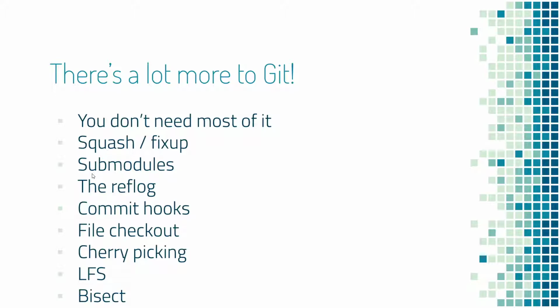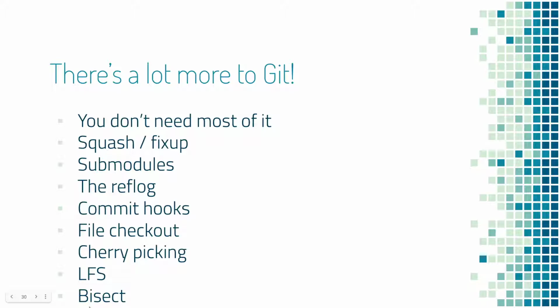Submodules lets you include other Git repositories in your own repository. Reflog, commit hooks, file checkout. Those are all pretty advanced topics. Cherry picking, you can take a single commit from another branch and just paste it onto your current branch. LFS I know is very useful with game development. I've never needed to use it, so I can't really speak about how that works.